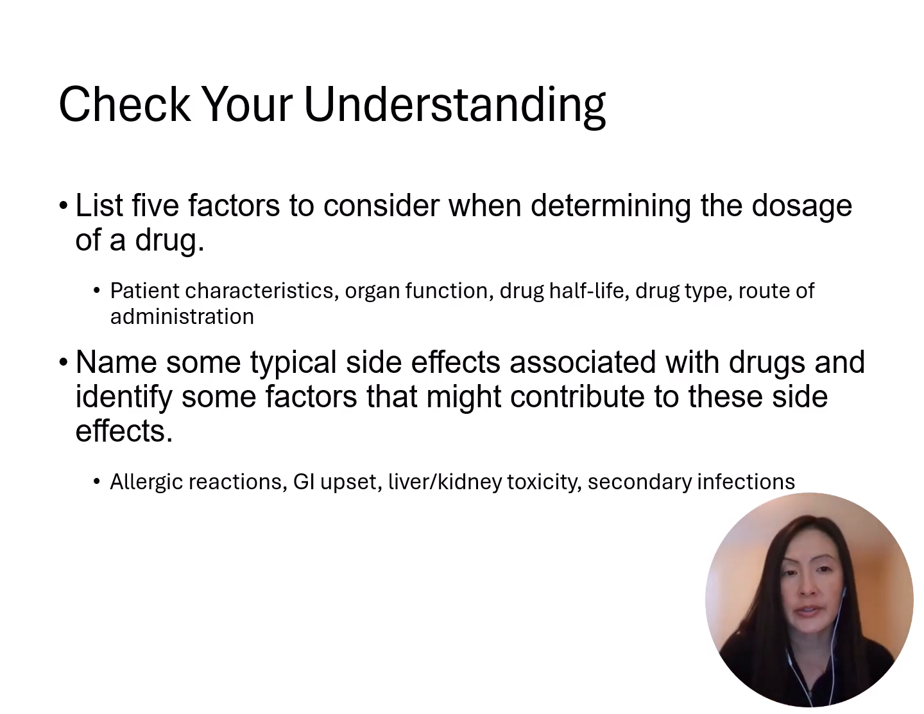This checkpoint asks for a list of 5 factors to consider when determining the dosage of a drug. So first we have to think about patient characteristics, right? What is their age? If they're a child, we have to consider their body mass, and we also have to consider their immune system, their immune function. For the second one, organ function, we have to think about their liver and kidney health, because this can affect the metabolism and excretion, getting rid of the drug.